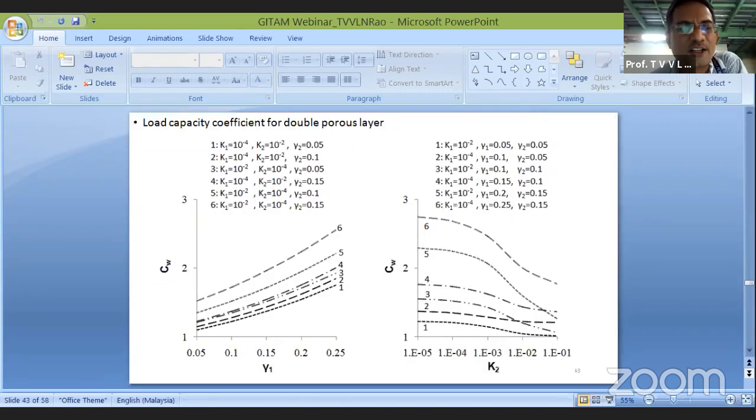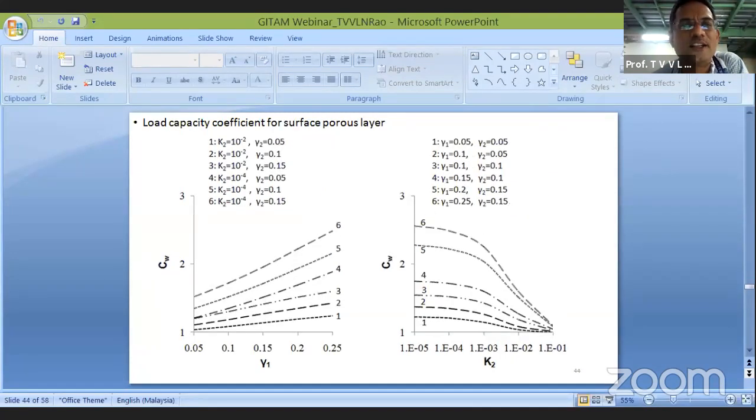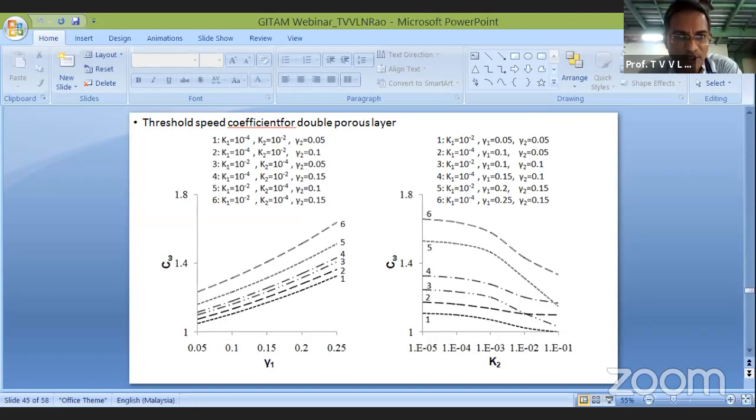Right, so for some characteristics of the load capacity coefficient, we could get interesting results to see how they are operating and how they are influencing. And CW is again the load capacity coefficient for the surface porous layer configuration. The addition is that we also carried out the dynamic analysis of the journal bearing for the layered film conditions. We could analyze the results of the threshold speed coefficient as well as the critical whirl frequency ratio coefficient, which I am showing you in the next slide as well.